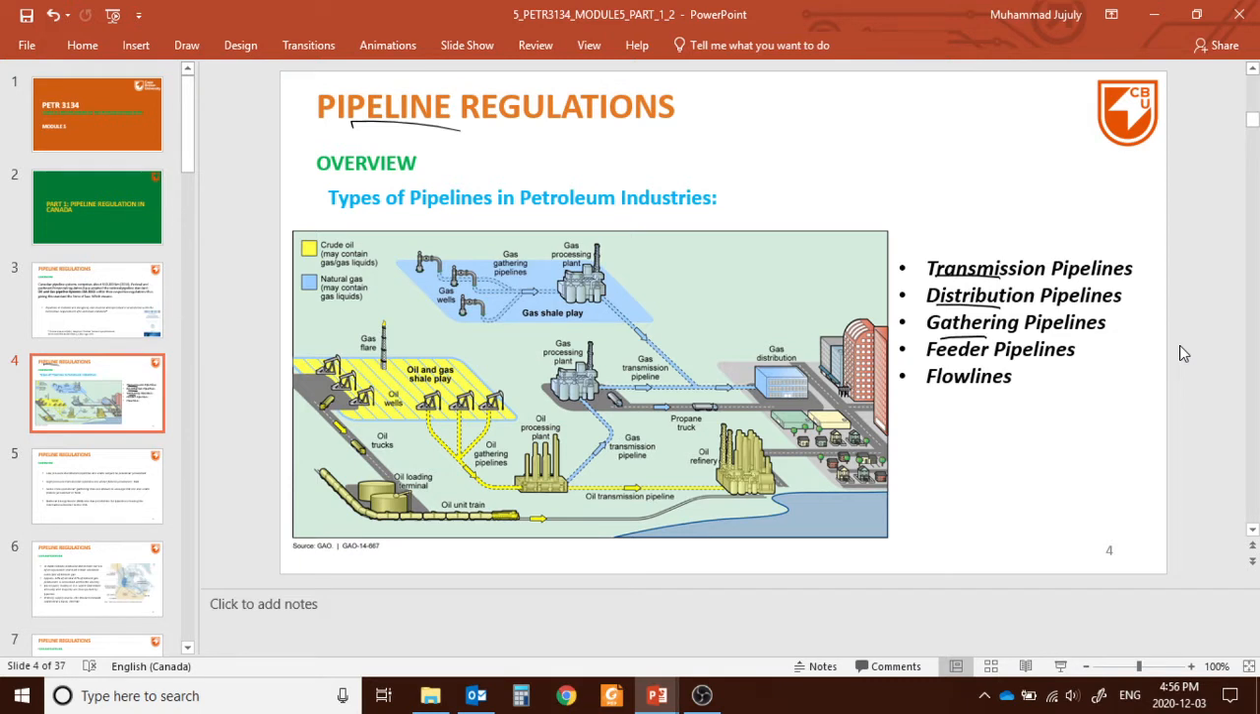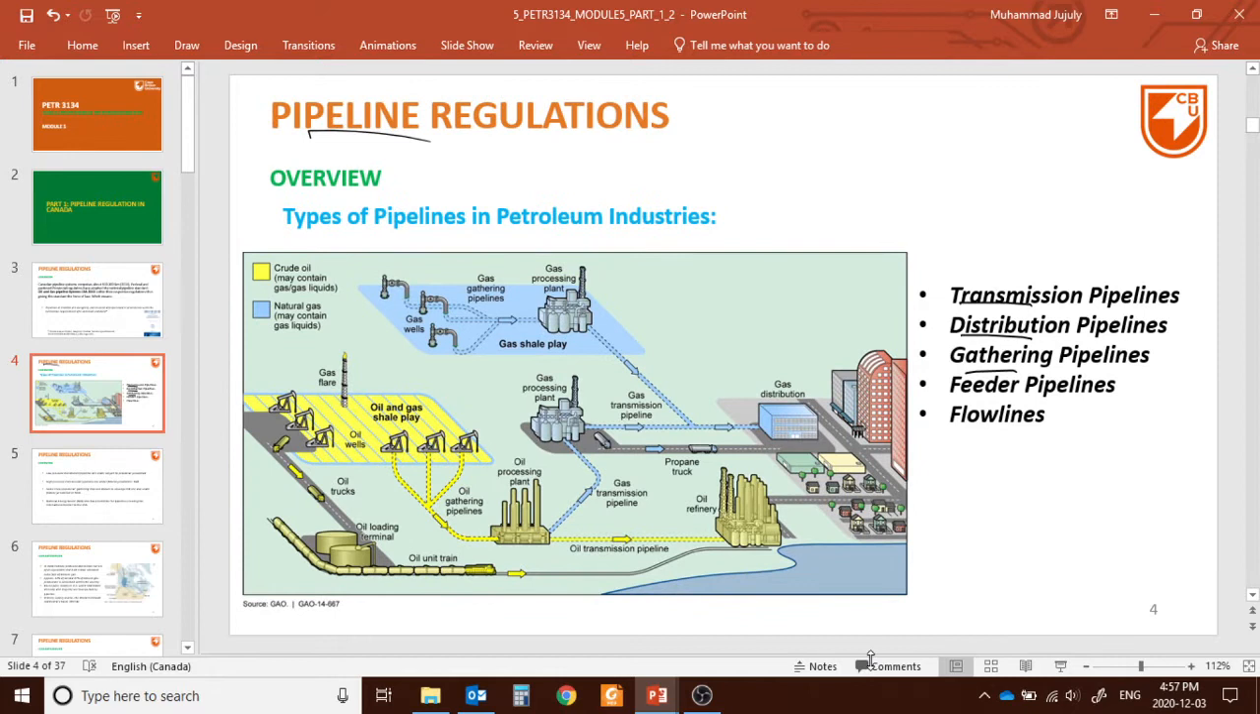Apart from these three types, we have some other pipelines like feeders and flow lines, but those are highly localized. So if anyone asks what the different types of pipeline are, it's mainly these three: transmission, distribution, and gathering. Now, what are the transmission pipelines, the distribution pipelines, and the gathering pipelines? We know about these things already.